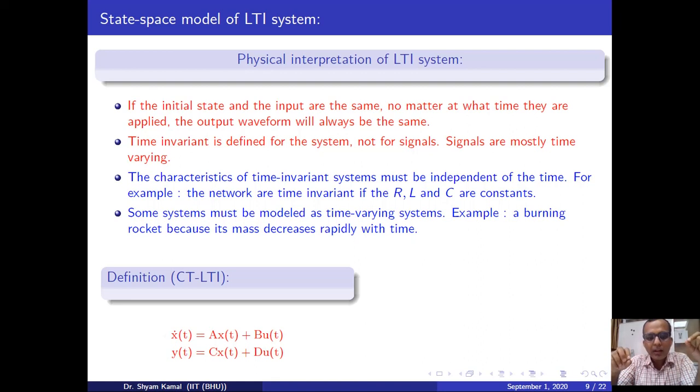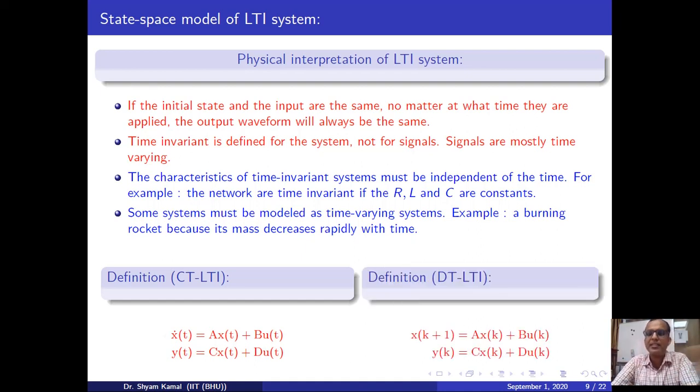So now let us come to the definition. Whenever we talk about a continuous time linear time invariant system, the system matrix is no function of time, the input matrix is also not a function of time, and the output matrix and coupling matrix are also not functions of time. Similarly, if you replace continuous time by discrete instants, that is the definition of a discrete time LTI system.